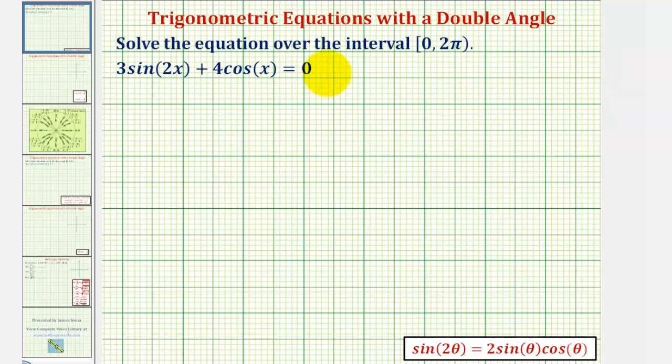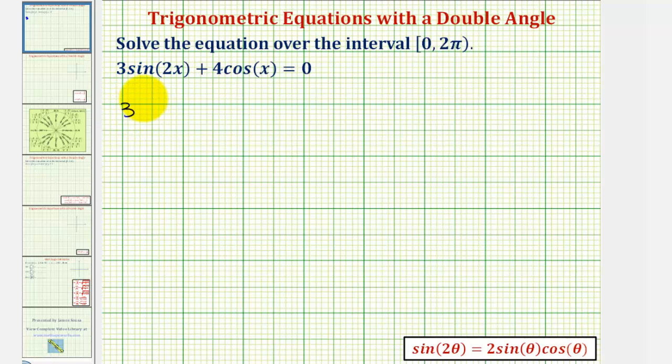We want to solve the given equation over the interval from 0 to 2 pi. We have 3 sine 2x plus 4 cosine x equals 0. We'll perform a substitution using a double angle identity for sine 2x given here below, where sine 2x would be equal to 2 times sine x times cosine x.